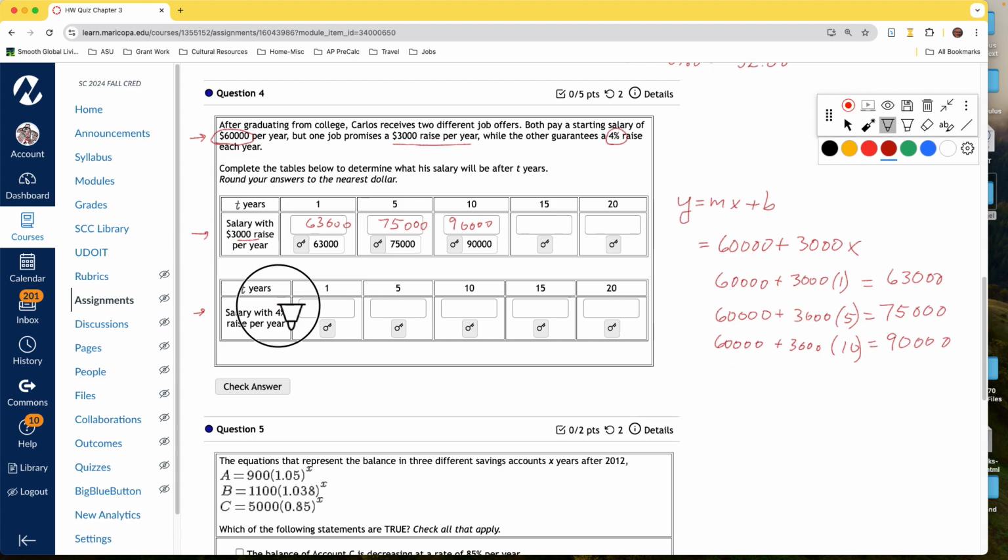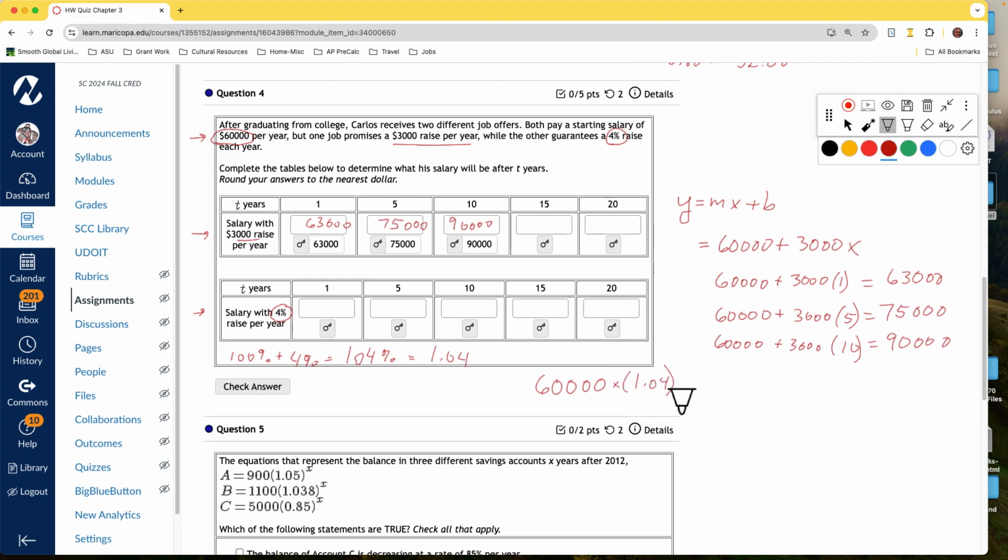Our salary is getting a raise of 4%. So if we're getting a raise of 4%, is that a markup or a markdown? It's a markup. So we're getting our salary of 100% plus 4%. What we're going to want to do, 100% plus 4% equals 104%. We want to turn that to a decimal, move it over 2 places, 1.04. So what we're going to do is take our starting salary, 60,000, and multiply that times 1.04 for each year.